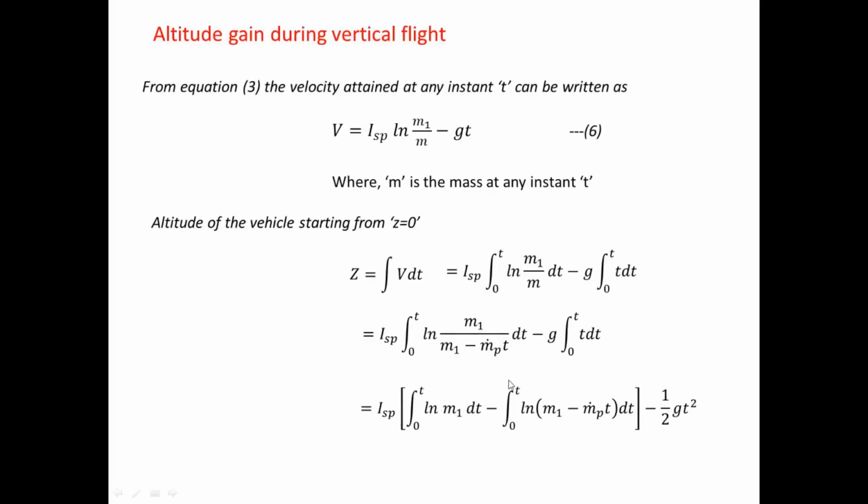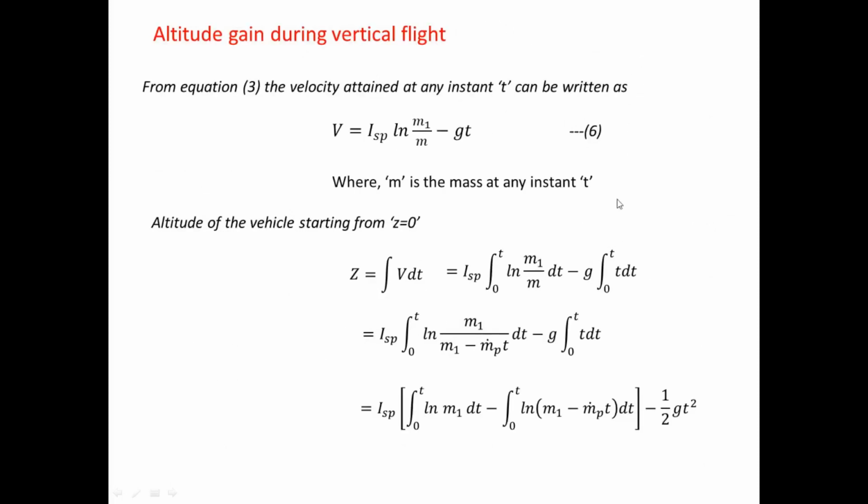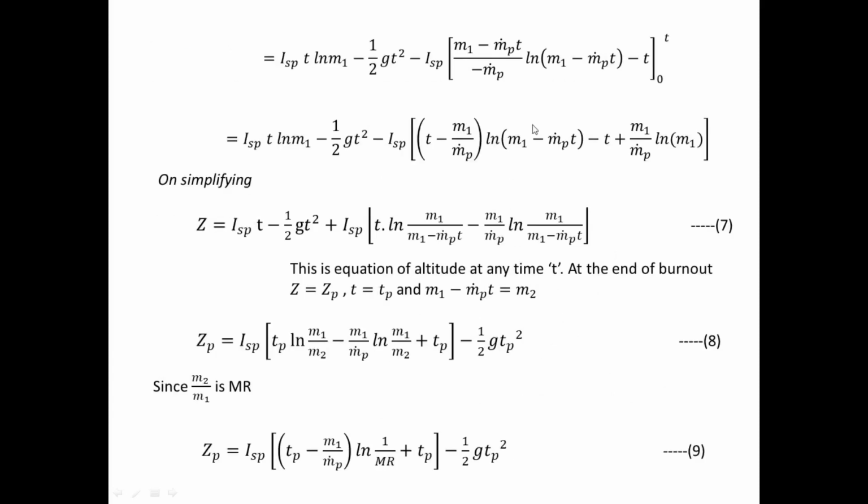Now for the integral of this one, if you use the product rule, the integral of u dv will be equal to uv minus integral of v du. If you use that equation, you will get this term as the integral of ln (m1 minus m dot p t) into dt. If it is difficult to find out, you can just memorize this term, that minus t, over a time range of 0 to t.